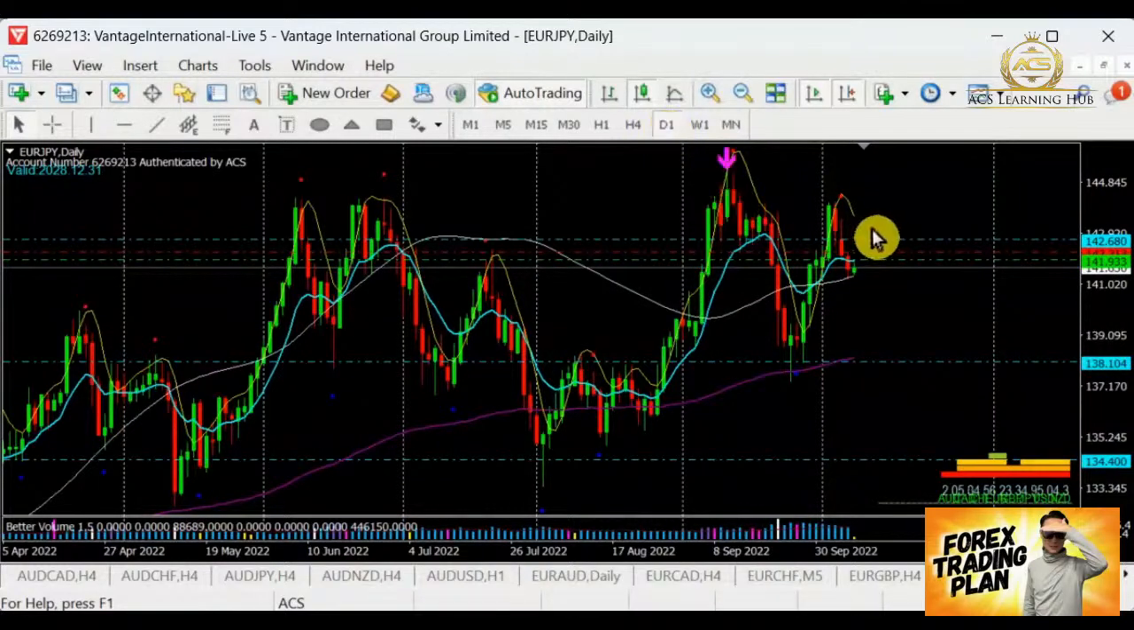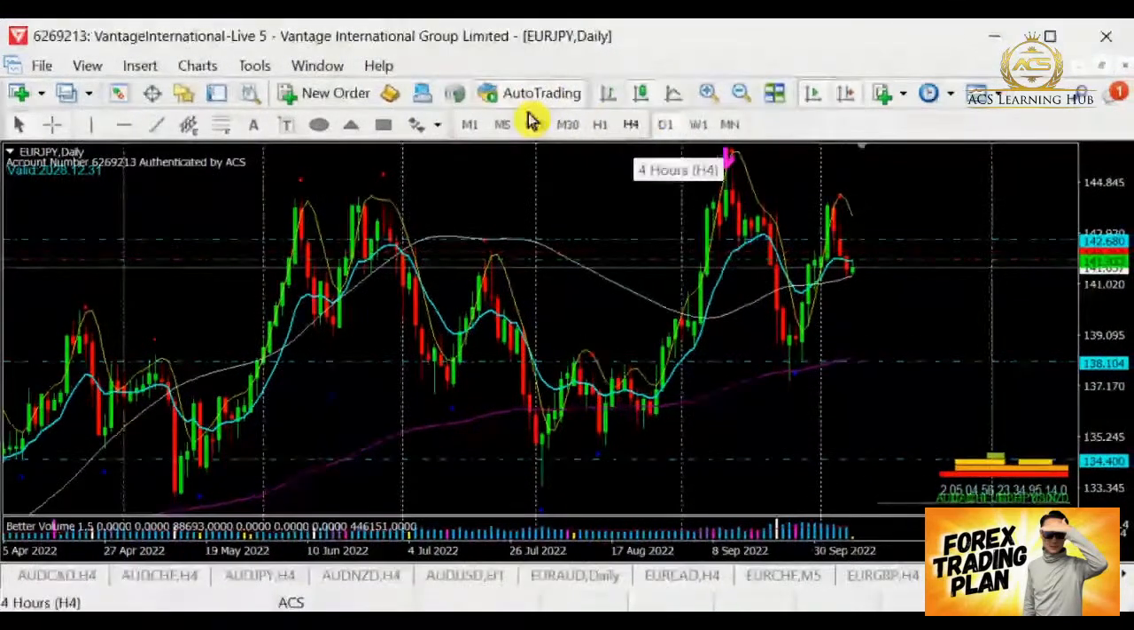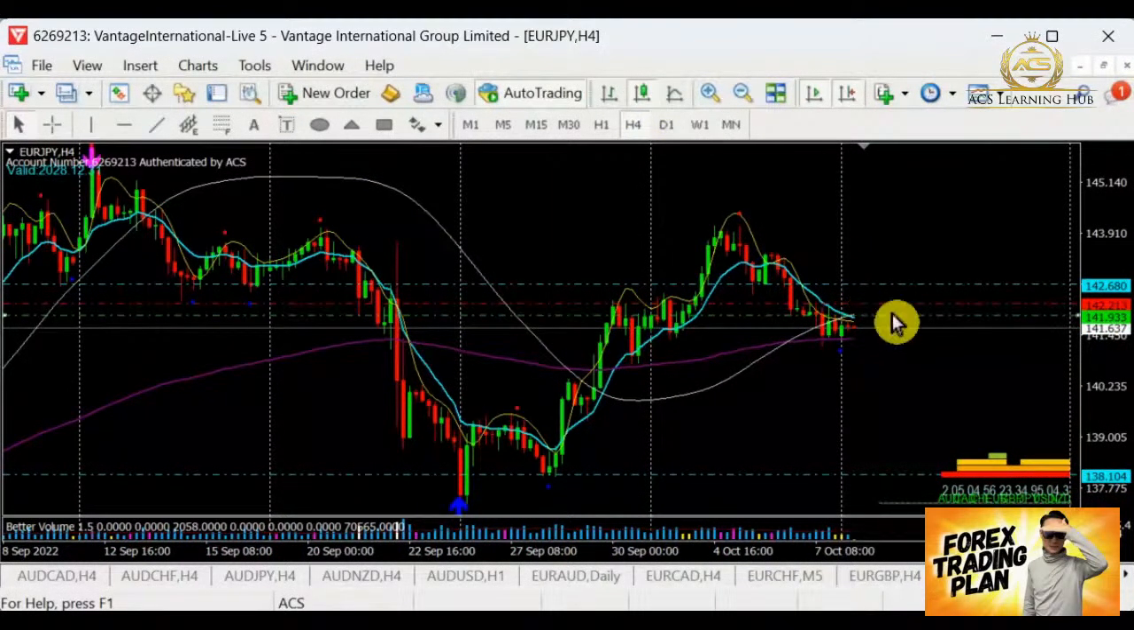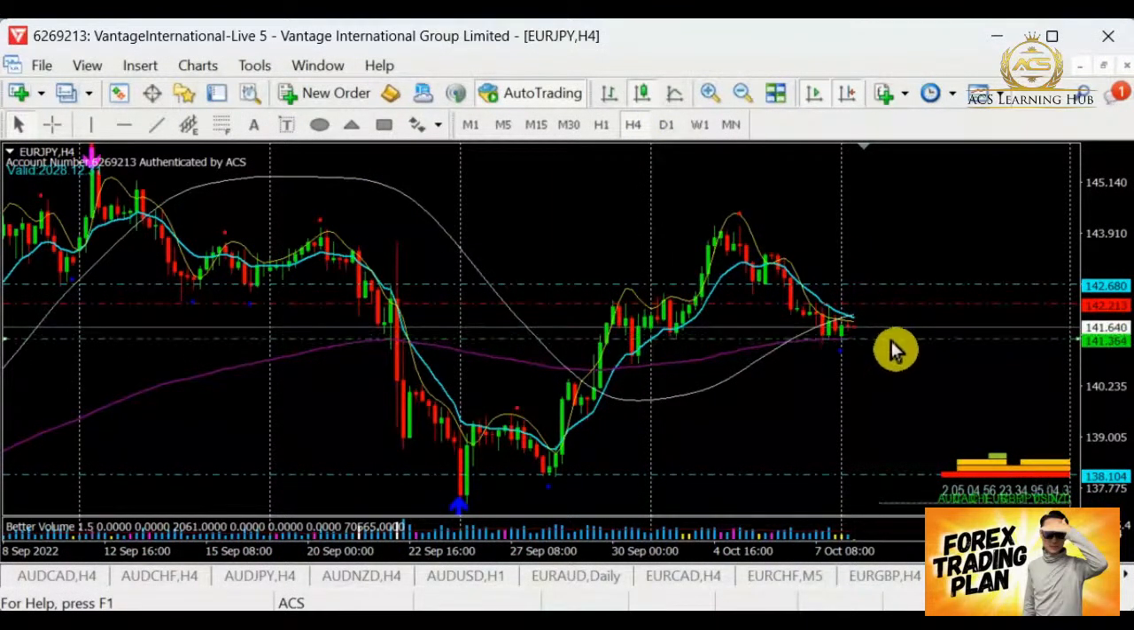Now it's turning downwards. It seems like it's going to retest a certain level of support before it starts to go for a buy. So will there be any chance that we can grab? Let's see. This is the first support that we are looking at.